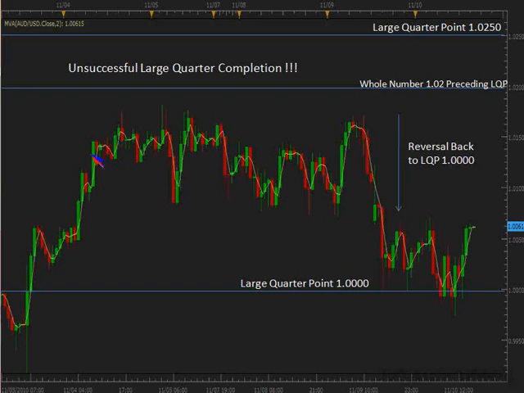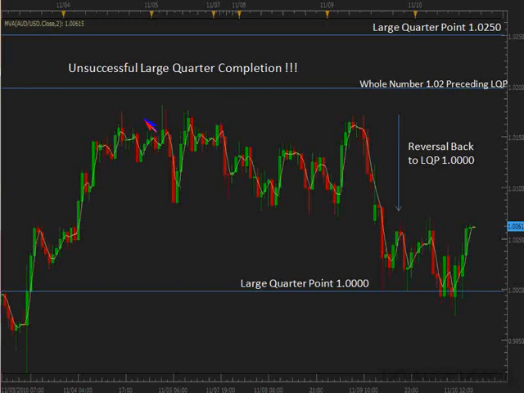In the case of the Aussie dollar pair, we had a decisive entrance, further advancement into the large quarter. But what I call the last problematic price point, the whole number preceding a large quarter point, in this instance served as an area of resistance and prevented prices from continuing further and ultimately completing the large quarter to the targeted large quarter point at $1.0250. In this instance, it was the $1.02 level, which is the whole number preceding the large quarter point. As I said, this is the last problematic price point within a large quarter that could prevent the successful completion of a large quarter.